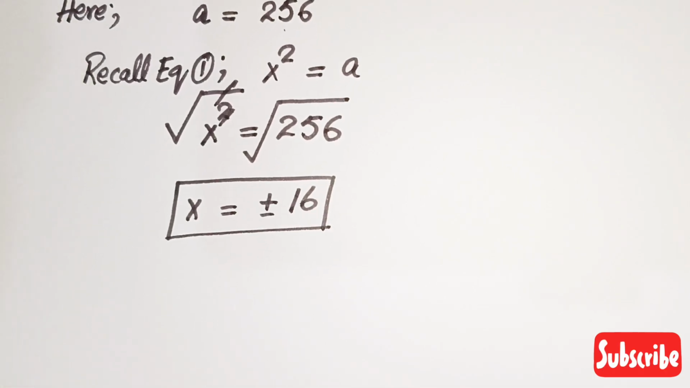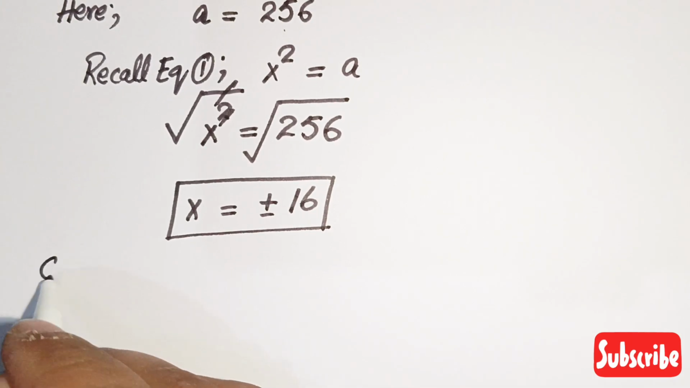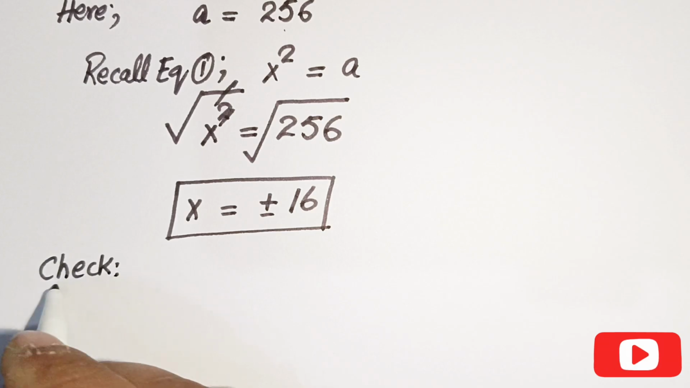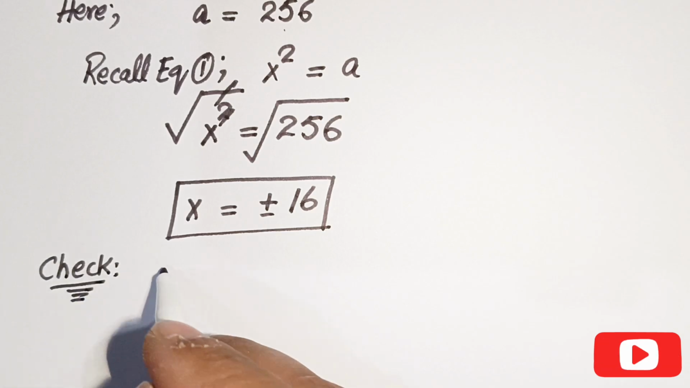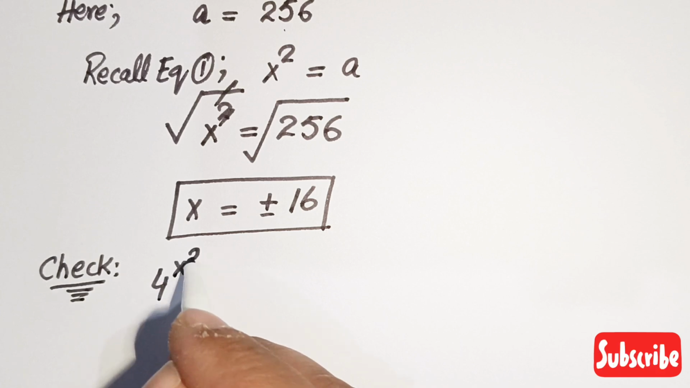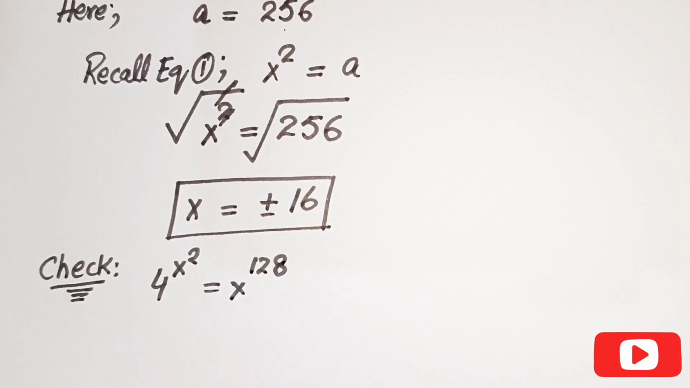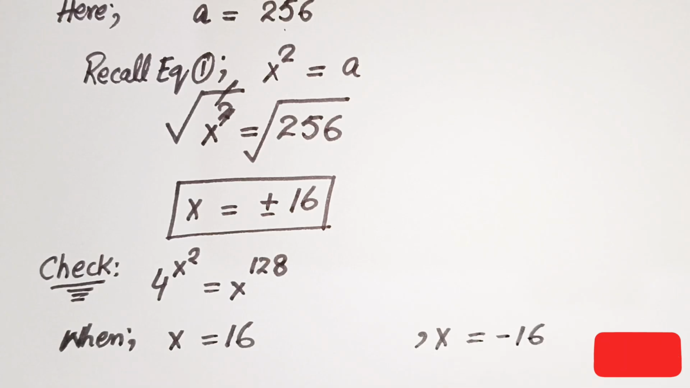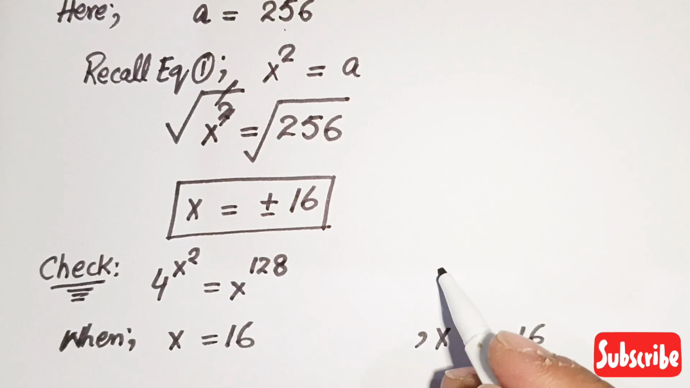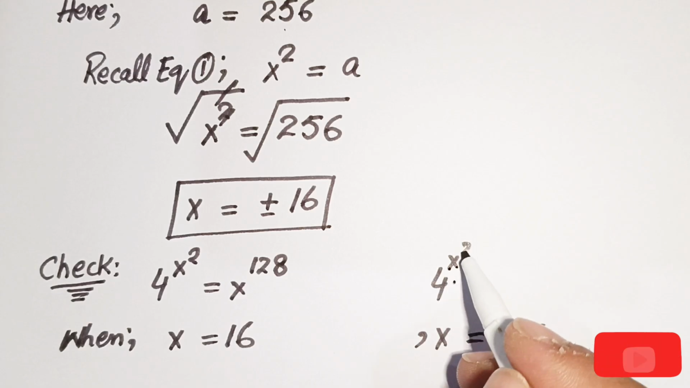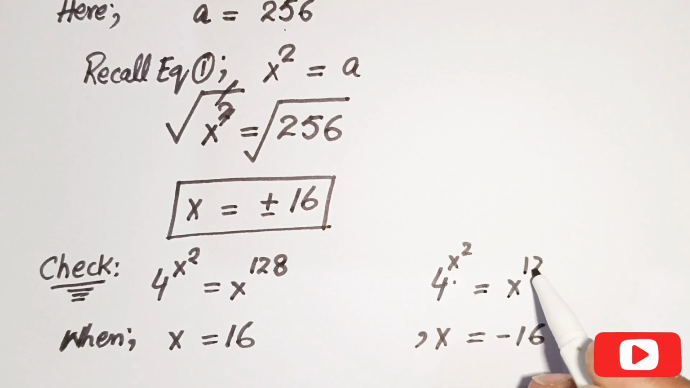So now we have to verify our result here. For this purpose we just recall our problem. First of all, our problem is 4 to the power x squared is equal to x to the power 128. So we put x equal to 16, and we also put x equal to minus 16. For both values of x, we verify our result here.